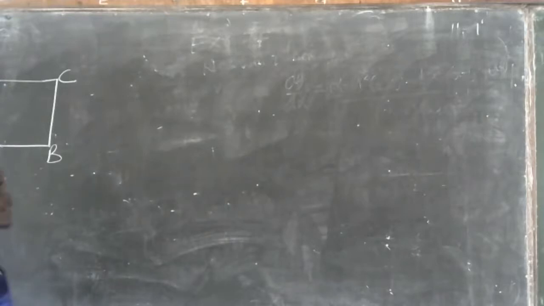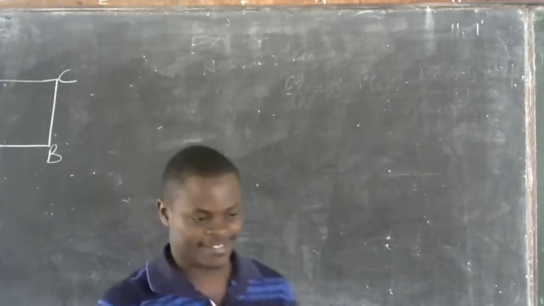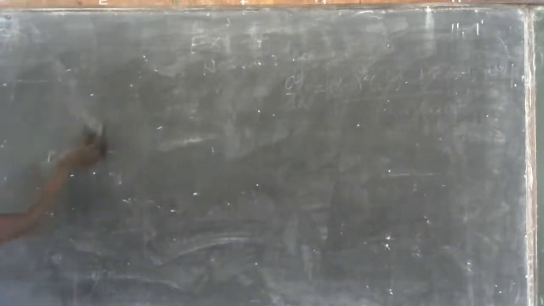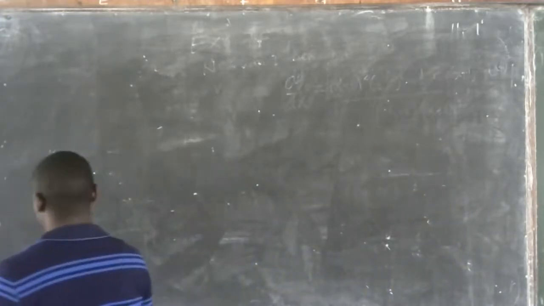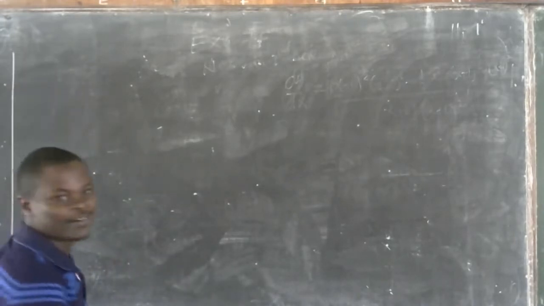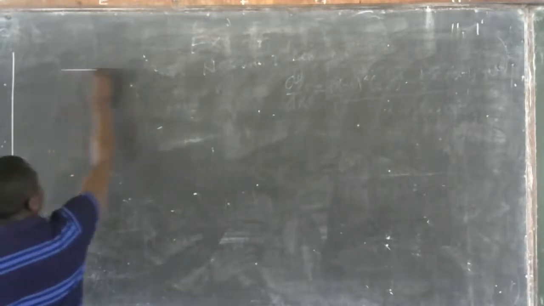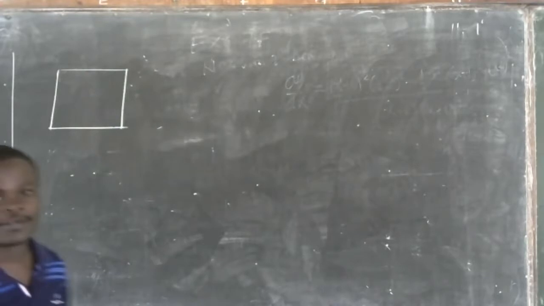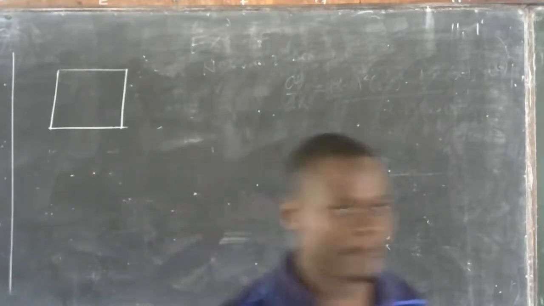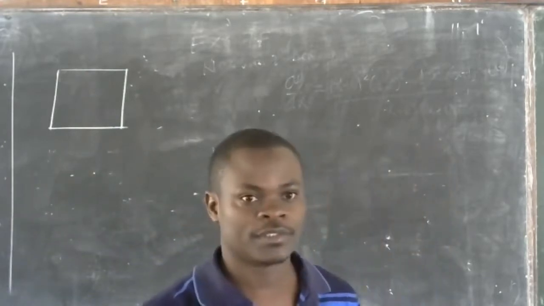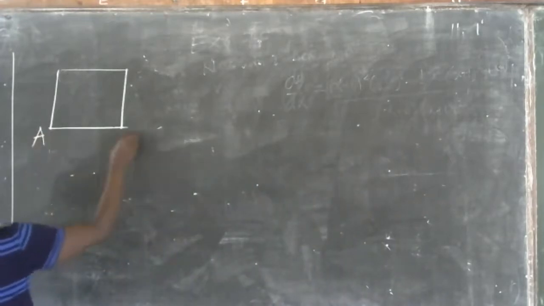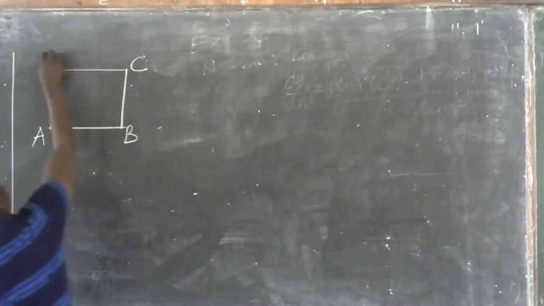Teacher, we are not seeing that side. Okay. Teacher, we can't see the other side. Okay. Can you see the square? Yes, teacher.